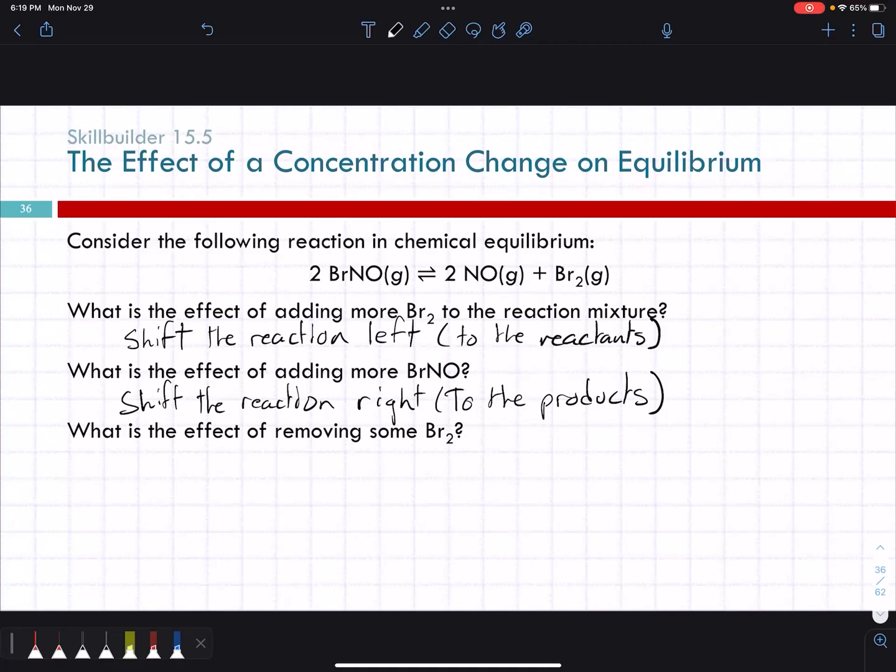So if the process of adding something shifts away from the side that we've added it to, then what is the effect of removing some bromine? Yeah, it's going to shift now to make more bromine. So if we remove bromine, it's going to shift the reaction right.